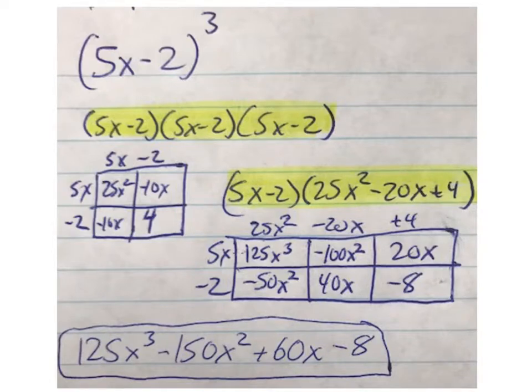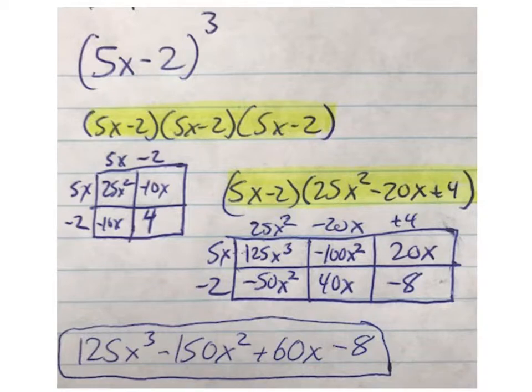So you're basically doing either FOIL or a box twice if you have a cubic. Now the question is, what if that was a 4th power? Can you tell you'd have to do this 3 times? And what if that's a 5th power? Do you see how it gets really, really ugly the higher the power gets?